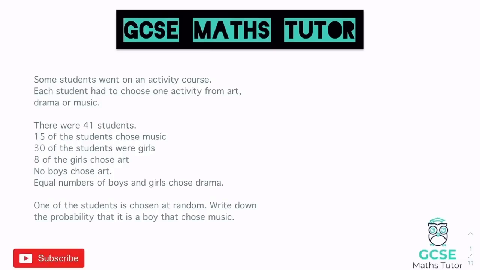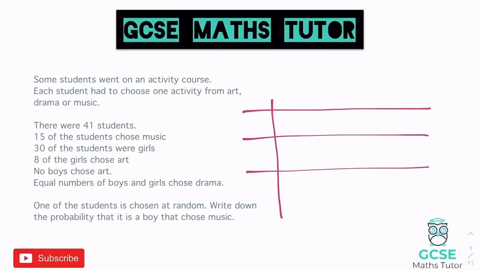So if we have a look, it says that they choose from art, drama or music, and then later on it goes to talk about whether they are boys or girls and what they chose. So when it comes to this type of question, all we need to do is draw a little table. I'm going to try to draw one as best as I can here. There we go. So I'm going to have a few rows so that I can have boys, which I'm just going to label as B, girls, which I can label as G, and I'm going to put a total down here as well.